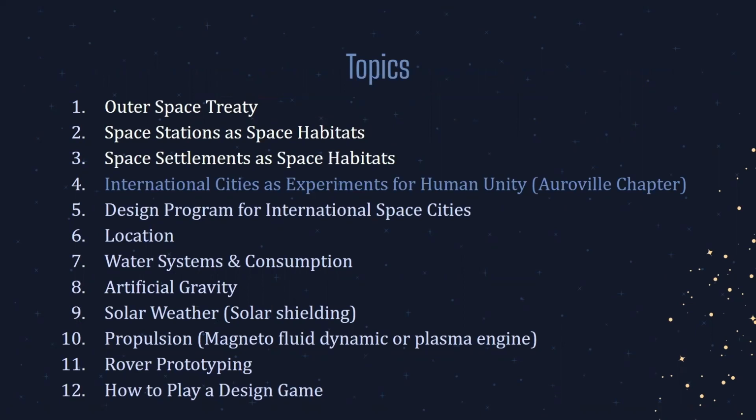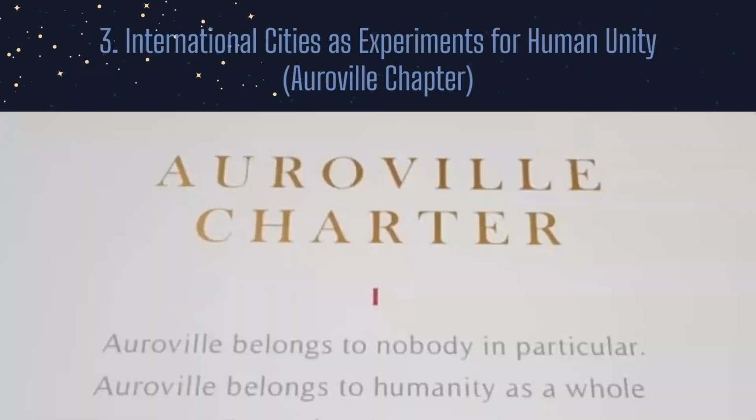So we're looking at Auroville. It's an international township in India that was founded by UNESCO. It belongs to no one in particular, but it's united as a whole. So there's people from more than 200 countries coexisting in harmony. It's considered an experiment for human unity.